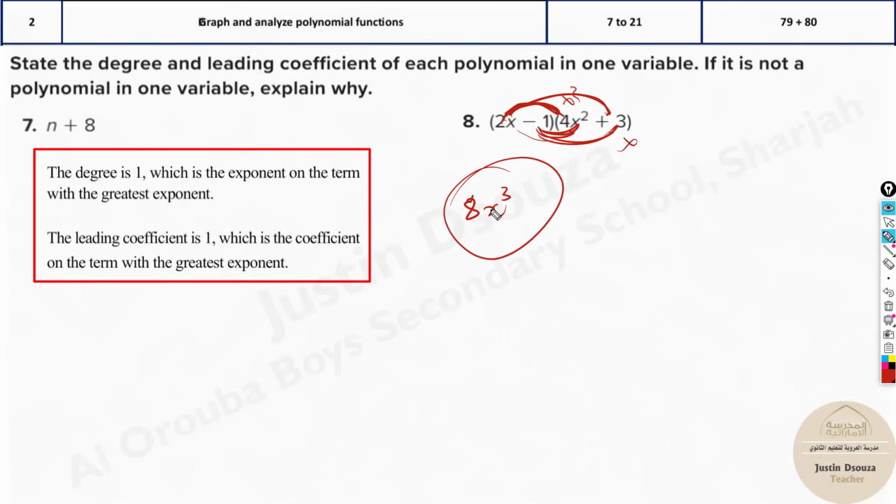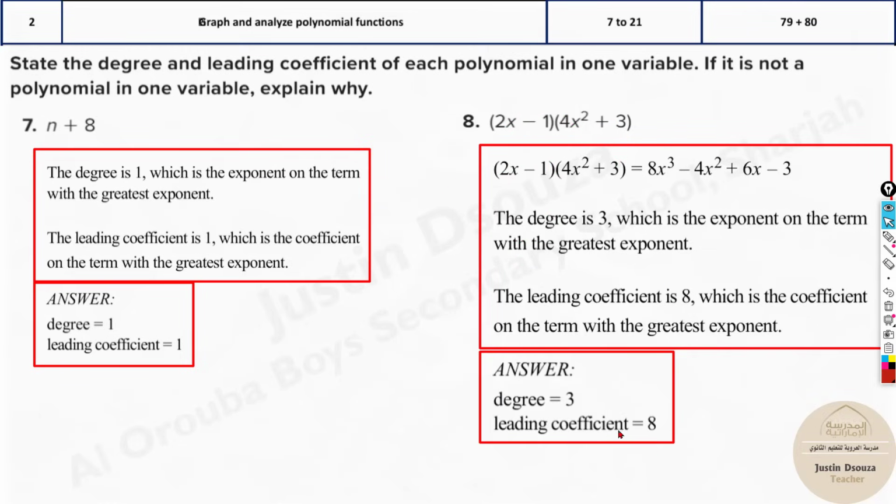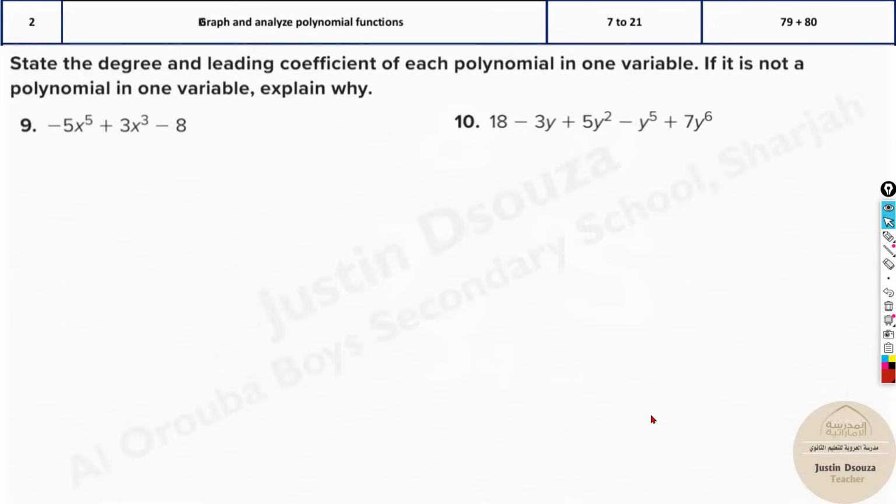Here the degree is 3 and the leading coefficient is 8. That's the answer. See, the leading coefficient will be 8 and degree is 3. No matter what, the other terms will not be higher than the first one. So that's why you can stop just over there and write the answer. Because the options will be there, you just have to select the correct answer, right? Degree 3 and leading coefficient 8.